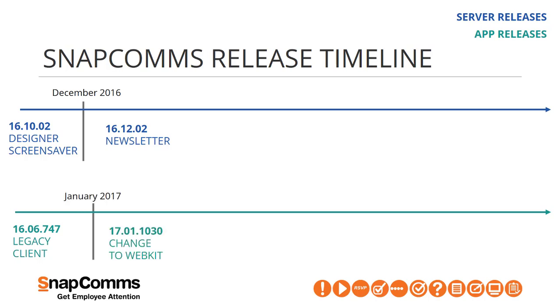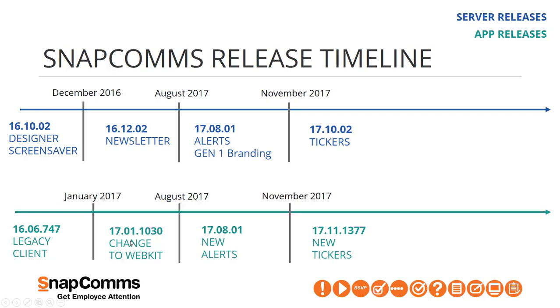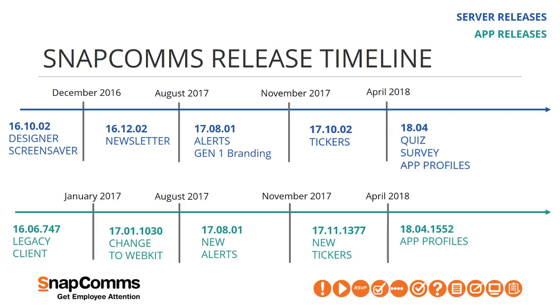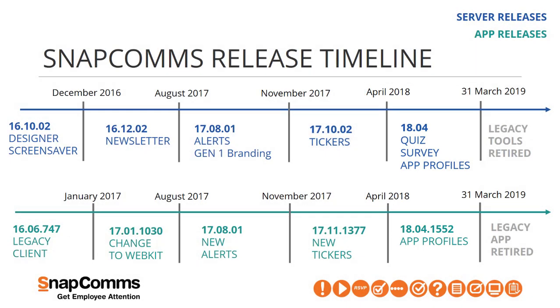In January 2017, there was a major app release which changed the technology to a WebKit client, meaning we were no longer dependent on an Internet Explorer browser. Towards the end of 2017, we released the new alert with supporting branding and themes into the software. And then the new ticker. Now, in April 2018, we are releasing the last of our tools in the new format, as well as the app profiles feature. It is to this significant release that we are encouraging our existing customers to upgrade in order to enjoy all the very latest server and app features. The sunset on the legacy tools is the 31st of March 2019.